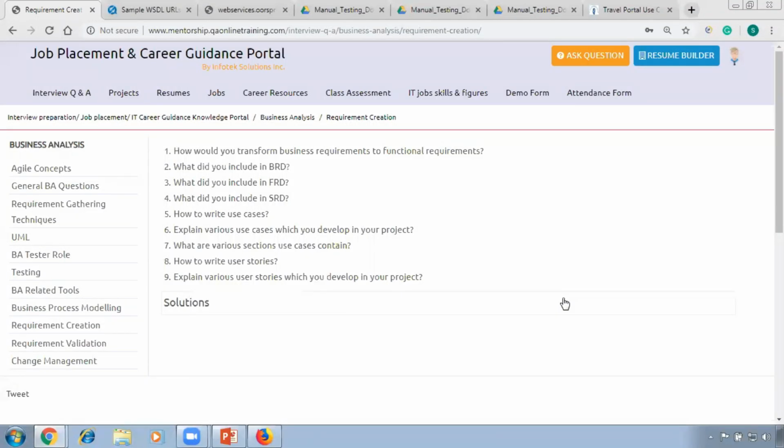Hello everyone, here we will see what questions can be asked from, you can say, requirement creation. So first question is, how would you transform business requirement to functional requirement? Okay, so it's a job of business analyst to collect all the requirements. Now collecting requirement is not a single activity. Here, it is done in various ways.